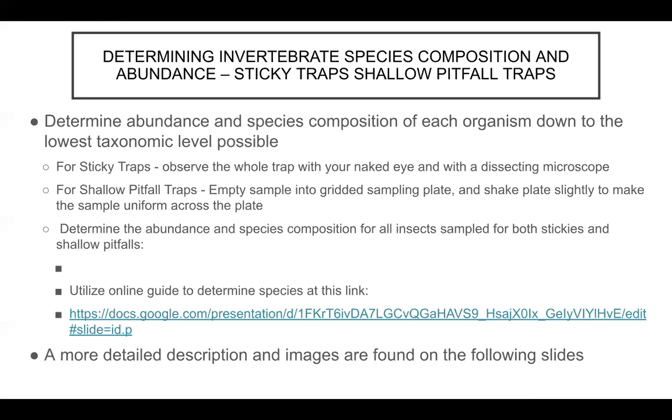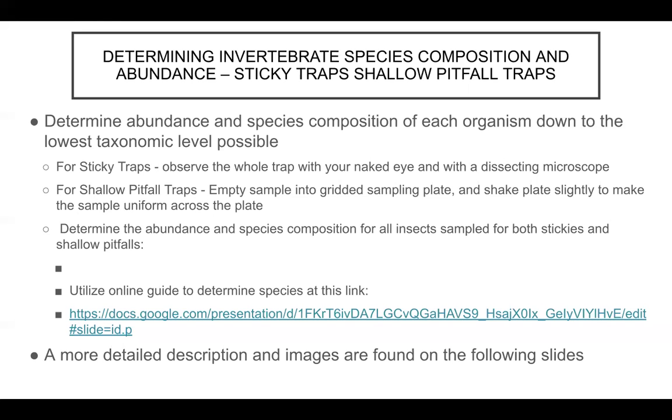Awesome. All right, I'm going to move on to how we sample for these things now that we have them. We want to determine the abundance and species composition of each organism down to the lowest taxonomic level possible. Some of them we're going to very easily be able to determine genus and species. Some we'll only be able to do by family.